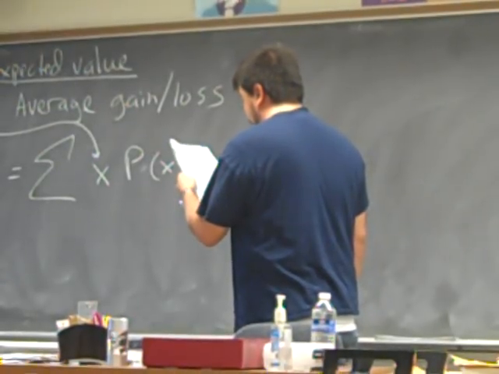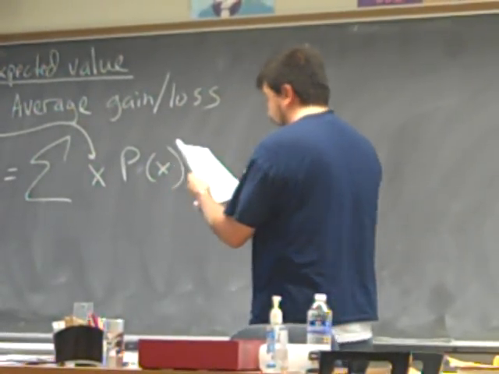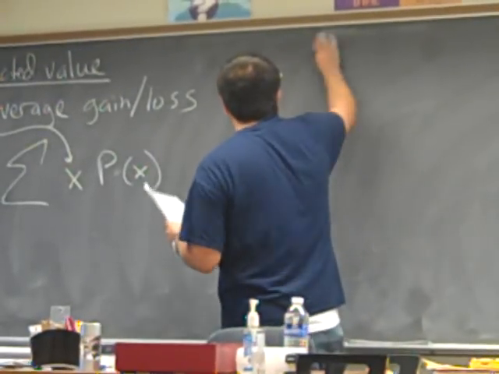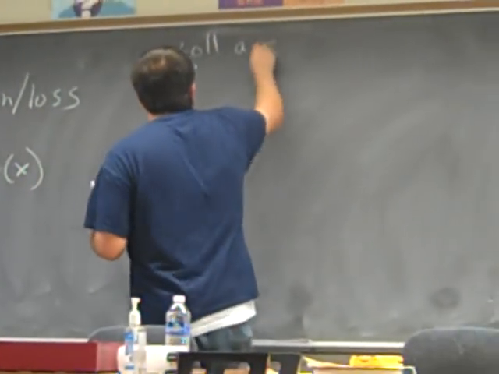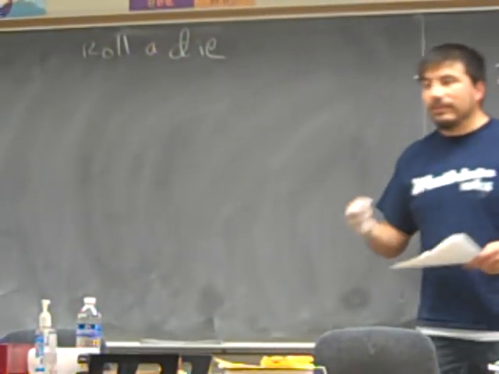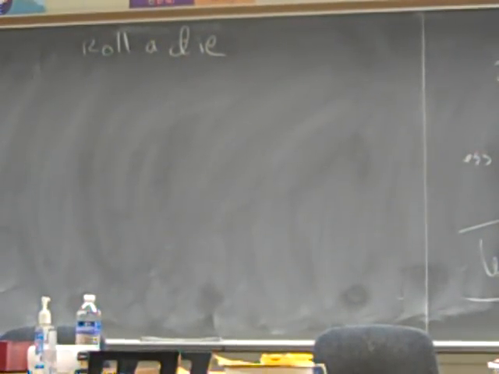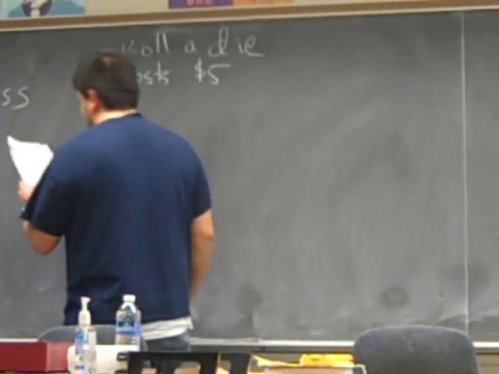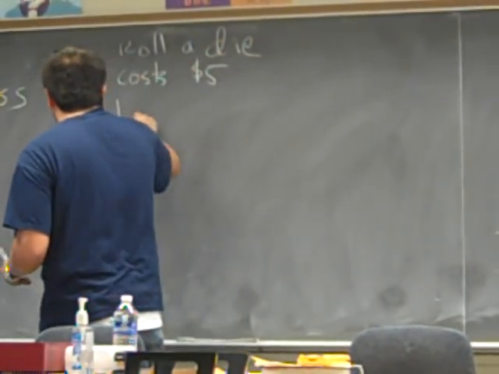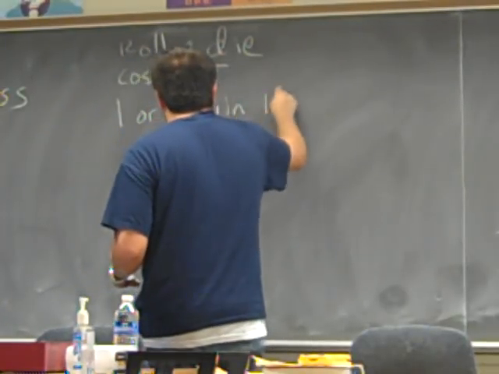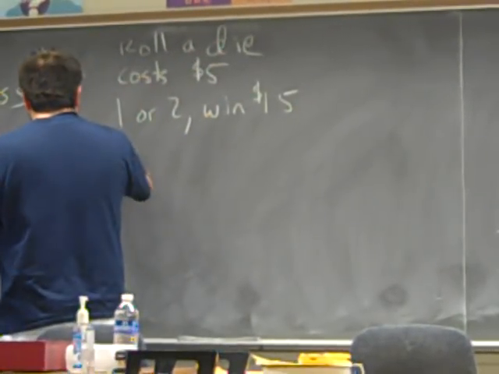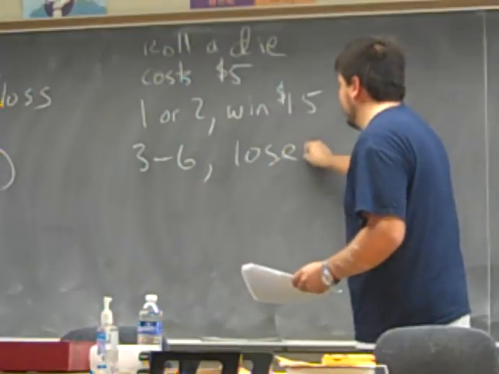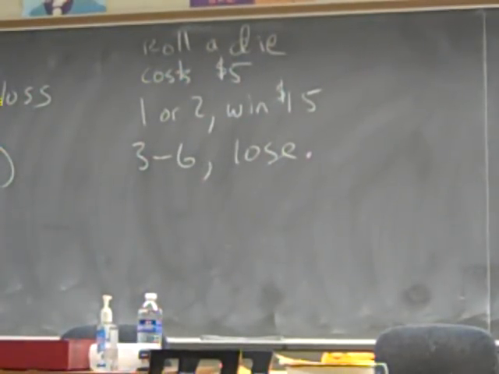Let's say I'm rolling a die. That's the game. And it costs $5 to play. Someone's thinking, I don't want to pay $5 to roll a die. Now, if you roll a 1 or a 2, you win 15 bucks. If you roll anything other than that, 3 through 6, you lose. So what do you lose? Well, you lose the $5. You don't have to pay any extra. You just don't get any money.